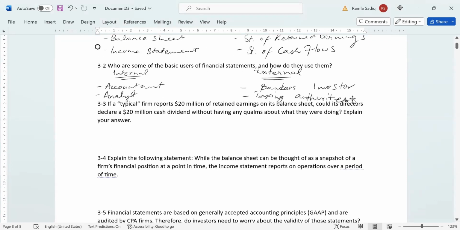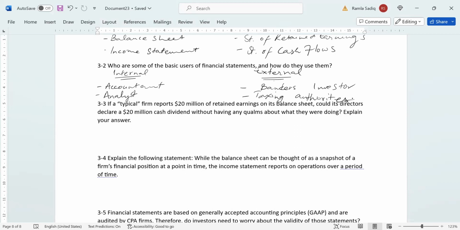The next question says, if a typical firm reports $20 million of retained earnings on its balance sheet, could its directors declare a $20 million cash dividend without having any qualms about what they're doing? This is interesting, because when a firm reports $20 million of retained earnings on its balance sheet, it's basically indicating that they were able to generate $20 million in net income that they're going to plow back or reinvest back into the company.